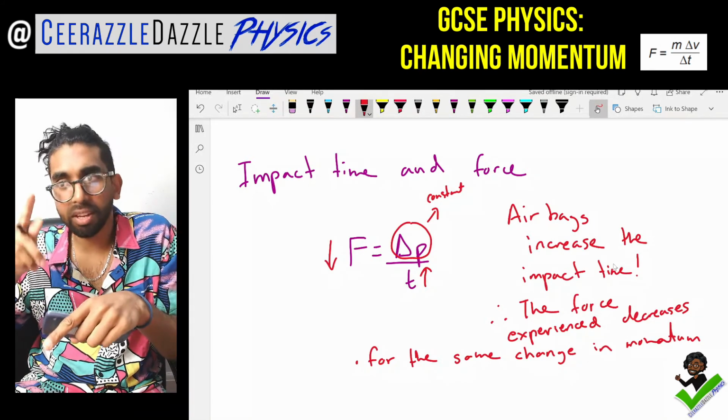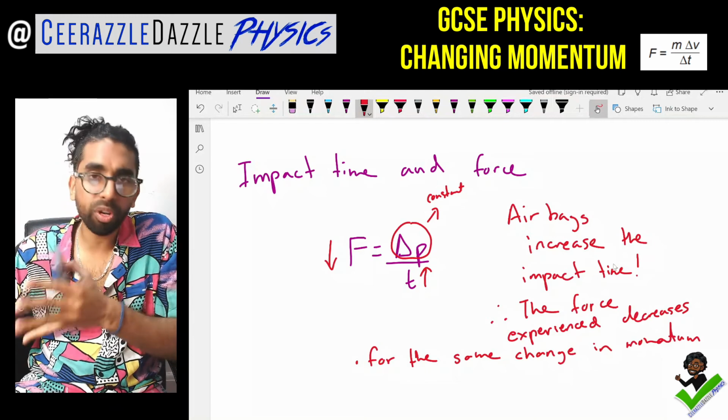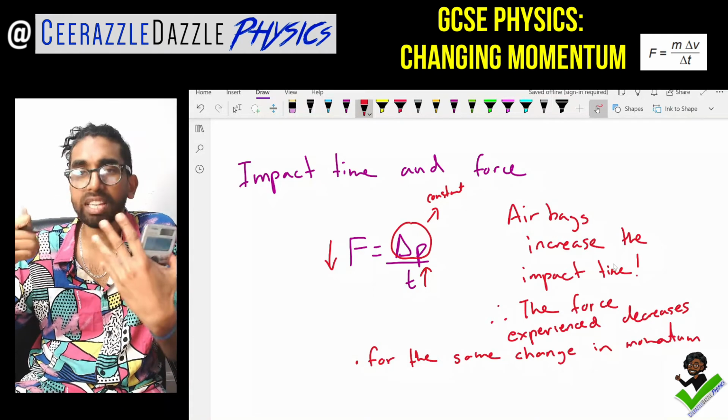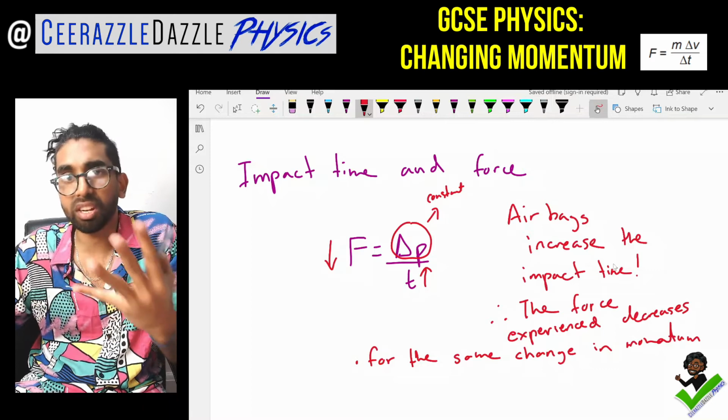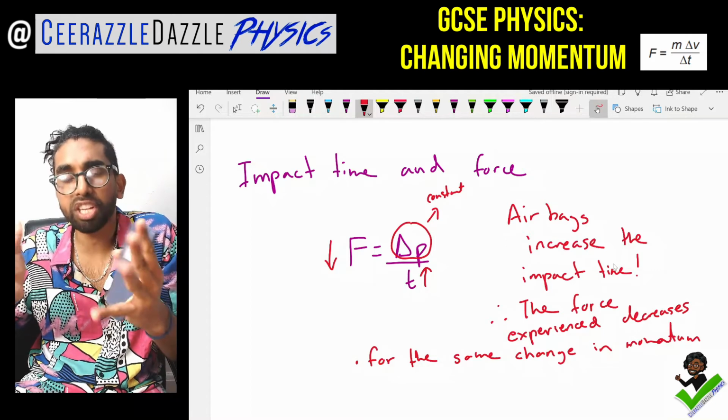So think about it, guys. And obviously related to real life, think about when you're on a bus and the bus brakes. Why is it that you experience that great amount of force when it brakes suddenly, yeah? It's all about the rate of change of momentum.